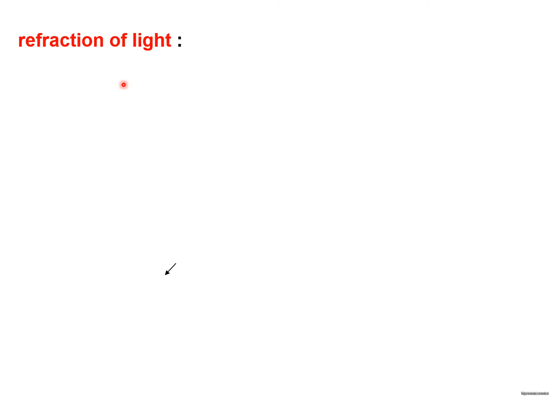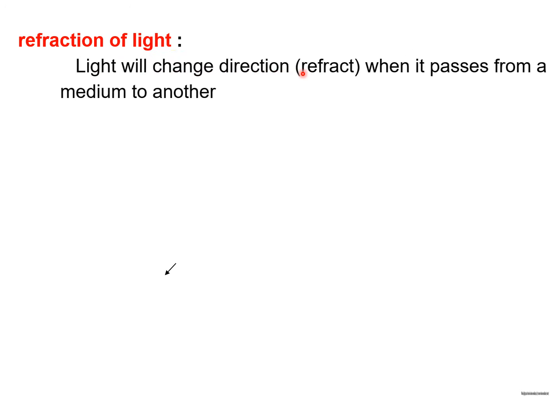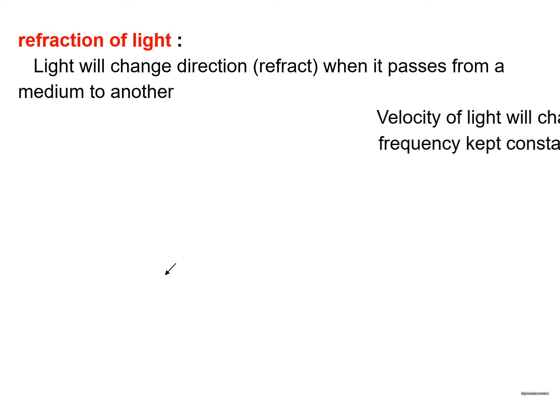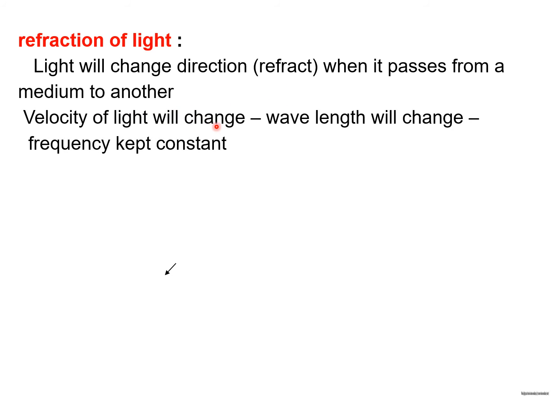Refraction of light. Light will change direction. يبقى refraction عبارة عن change of direction when it pass from a medium to another. When light pass from a medium to another, it will change its direction. It means that it will refract. During refraction, velocity of light will change, wavelength will change, frequency kept constant.